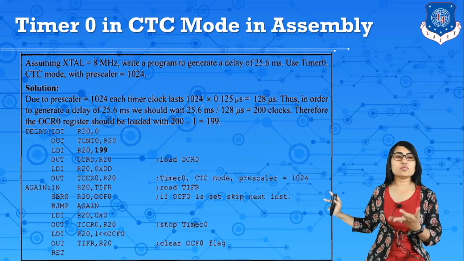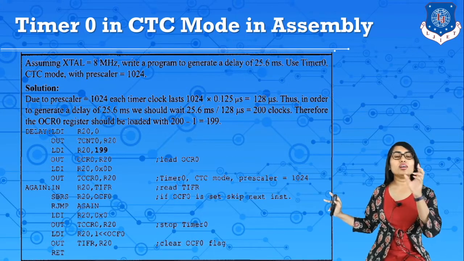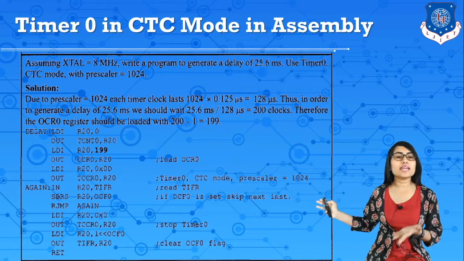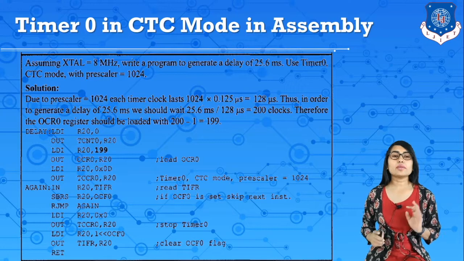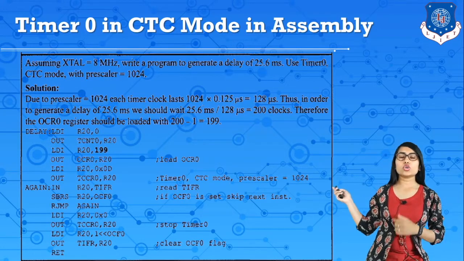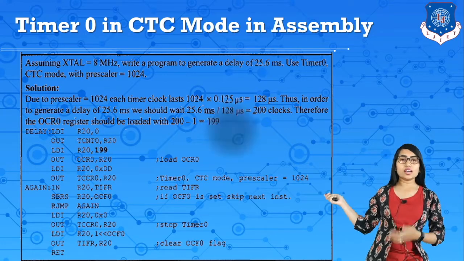In CTC mode we have to load 0 in TCNT0 and load the value in OCR0. Okay, so this is timer 0 in CTC mode in assembly. Now let's discuss timer 0 CTC mode using C.